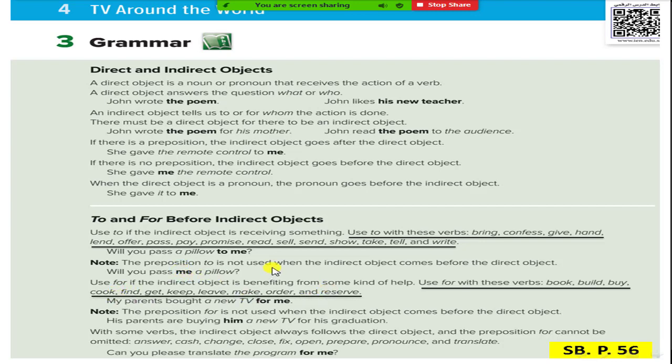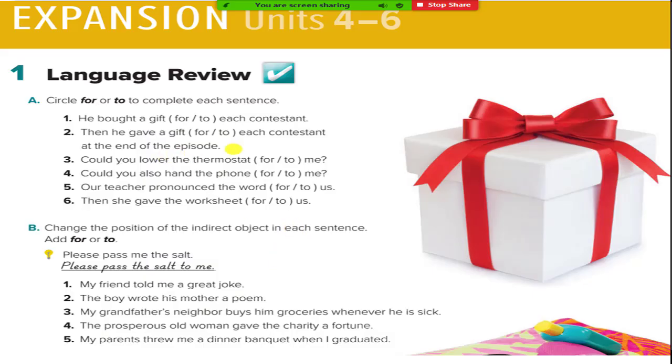Okay, let's answer now. Number 1. He bought a gift for or to each contestant. Okay, Yusuf? He bought a gift for each contestant. Yes, very good, thank you. Bought for.